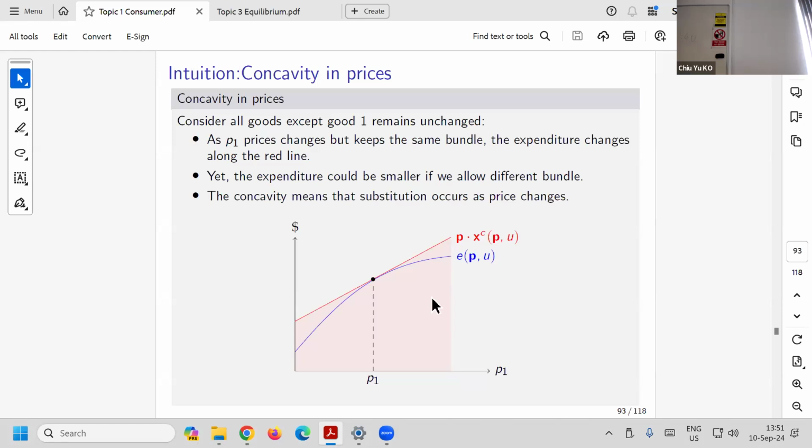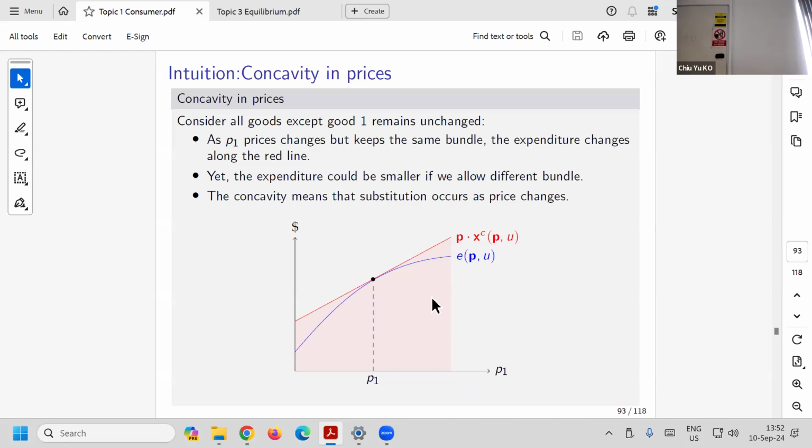But if I change P1, your expenditure will actually be less than this one. The reason is that you will do substitution. If I increase the price of good one, you can buy the other good. In the worst case, you keep the same bundle, and it'll be linear. The red one says that you are not optimizing. You still consume the same bundle, that will be linear.